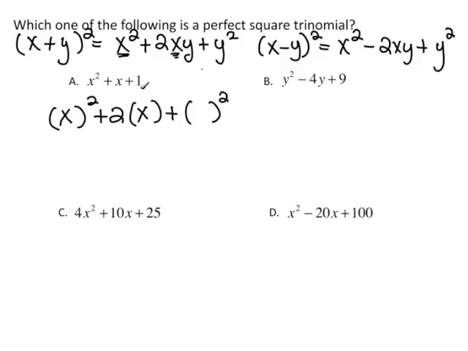And then this number here, if I take 1 and square it, I get 1. So I'm going to put, I forgot my other parentheses, that should be a 1 there. So if I multiply this middle term here, I get 2 times x is 2x, times 1, that's 2x. It doesn't give me this middle term that I have here. So A is not a perfect square trinomial. Let's do the same with B.